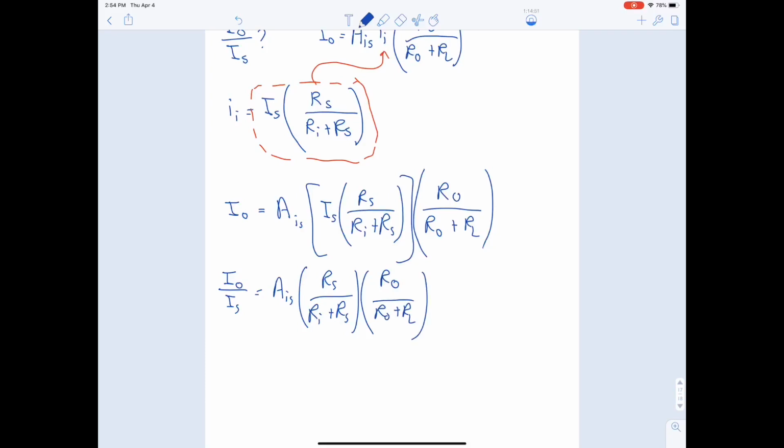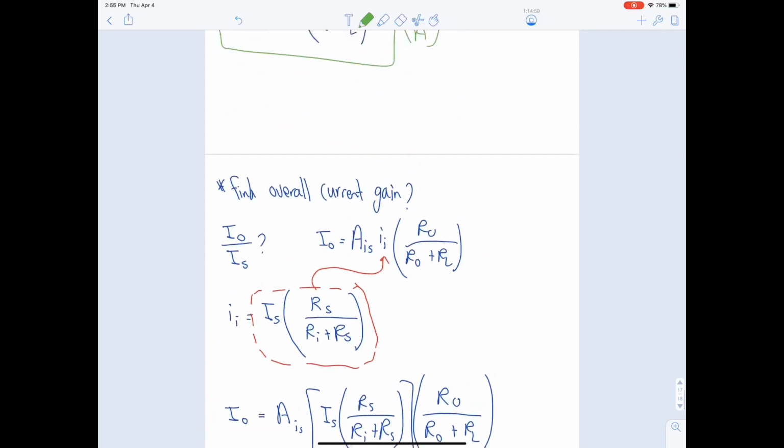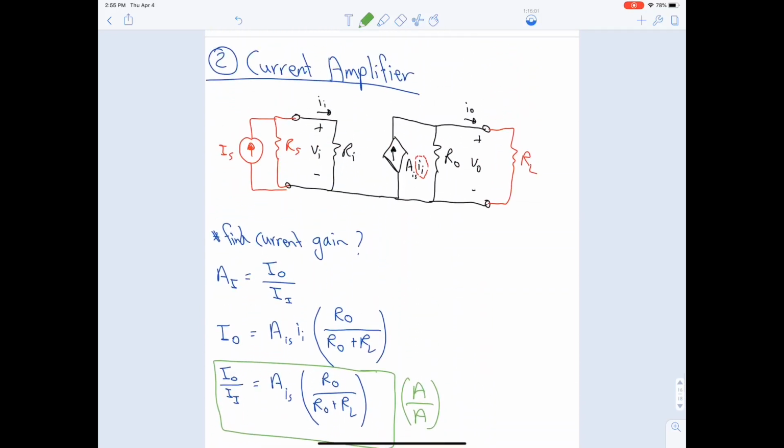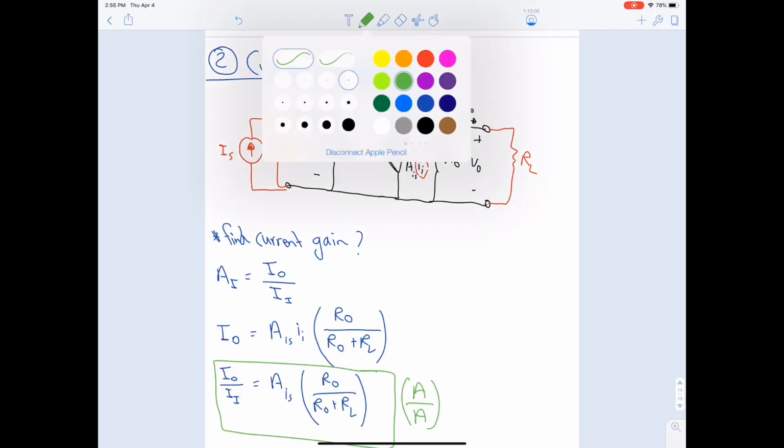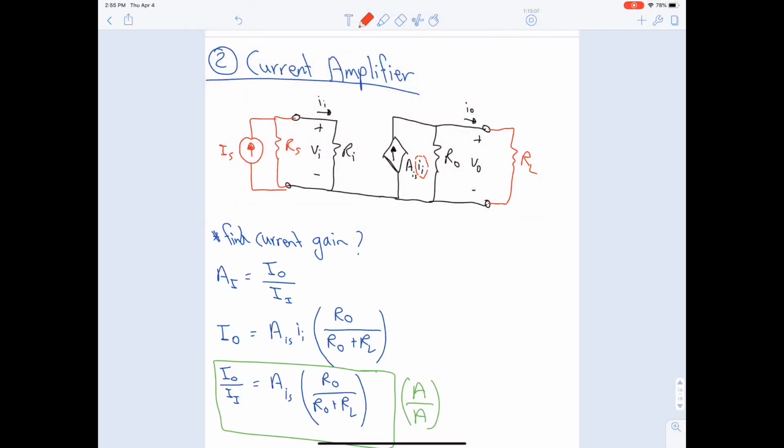So this is the final answer. A over A. I hope it's clear. Okay, before we move on to the third type, let's find the ideal characteristics of the current amplifier.